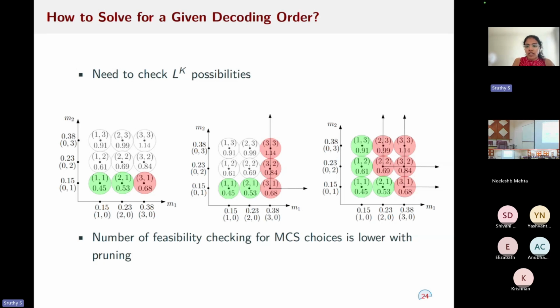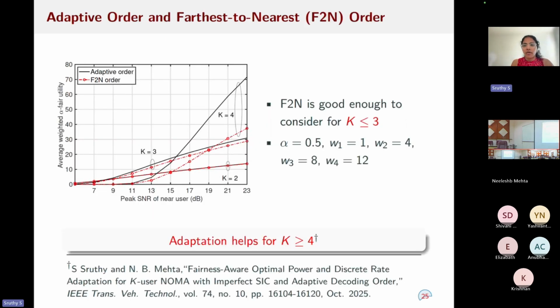So among all this process, we'll do it for all the decoding orders, and we will find which decoding order has the highest weighted alpha utility. To find the performance of adaptive order with respect to farthest to nearest decoding order, we are plotting average weighted alpha utility as a function of peak SNR of near user.